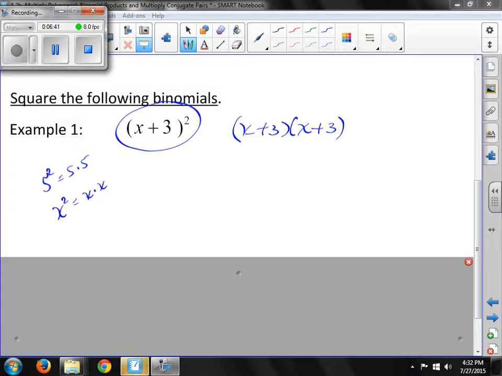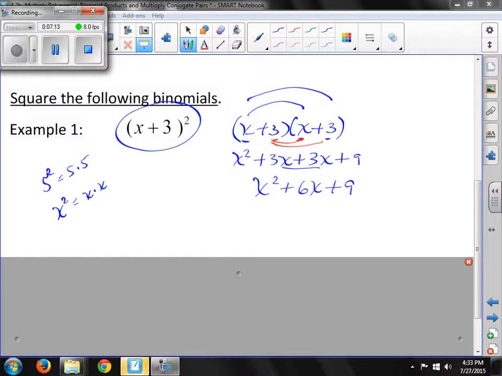So we're going to use our FOIL property again. The first and the outside. Let's see, the first would be x times x, which would be x squared. The outside would be x times 3, which would be plus 3x. And then we'll do the inside and the last. So we have 3 times x makes 3x, and 3 times 3 makes 9. So that we have x squared, the 3x and 3x add together and give us 6x plus 9. Squaring a binomial.